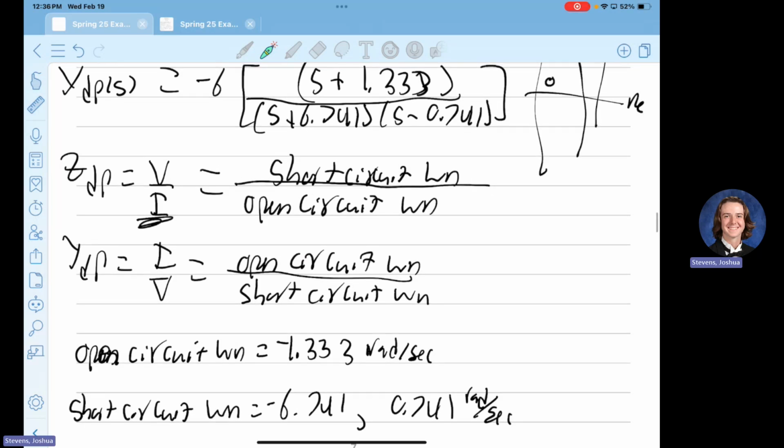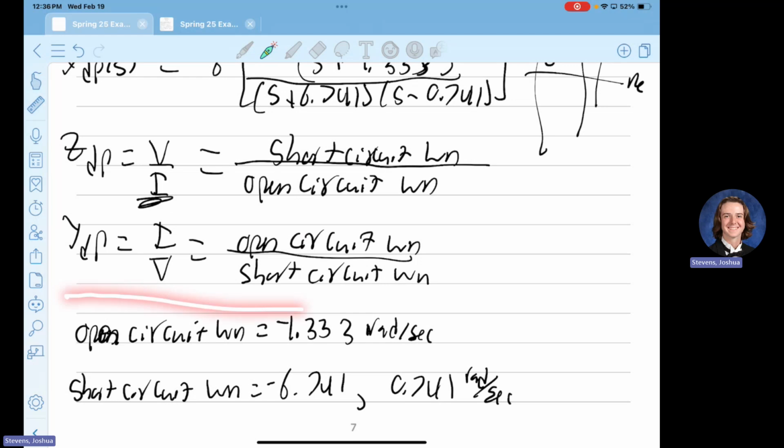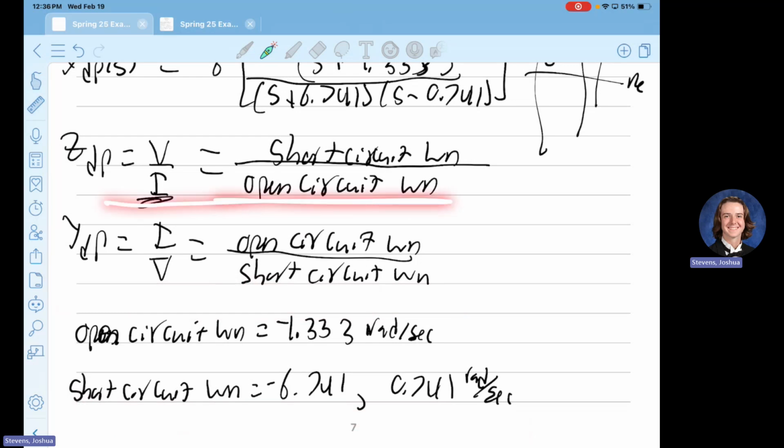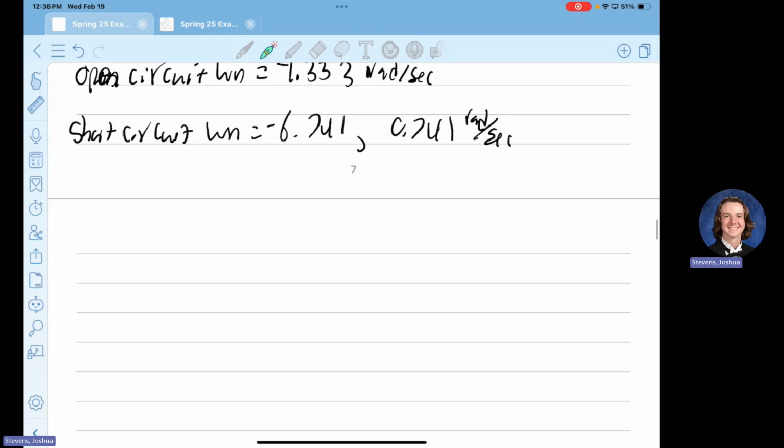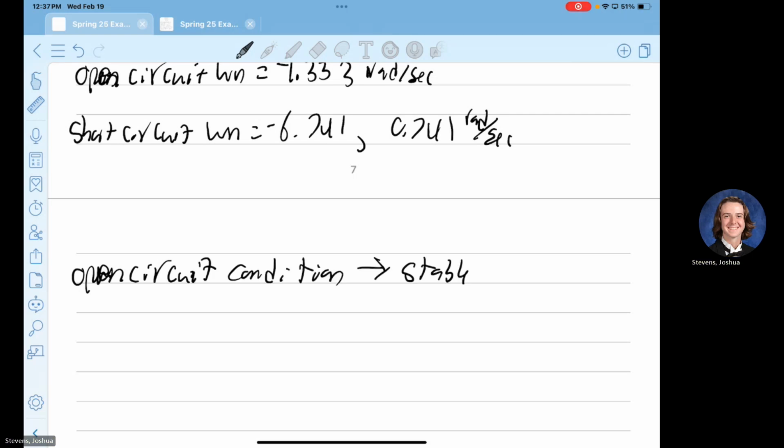So, like I said on poles, we have the admittance. So our poles are the short circuit natural frequencies, as in here. So we looked at the poles. If you want to find the open circuit poles, you literally just flip it, or you can just look at where the numerator is and say it's either going to be on the left or the right. So, because of this, open circuit condition stable, short circuit condition unstable.